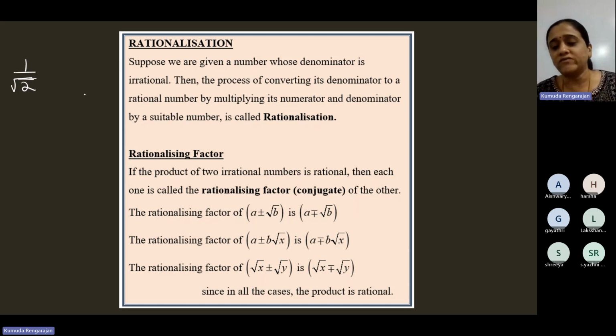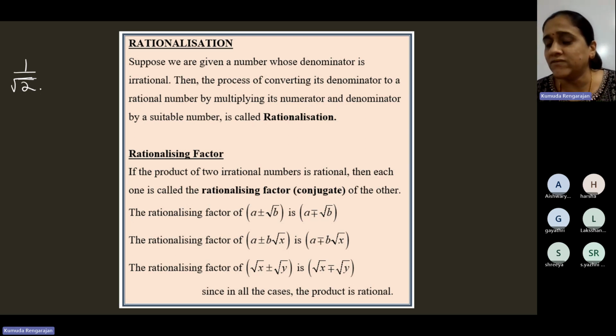So at this point, we have understood how to simplify operations with real numbers. Correct, children? With the assignment, it's very clear. Yes or no? Very good. All right. So the next concept is rationalization. Now, to understand what is rationalization, we'll take an example. Look at this number 1 by root 2. Clearly, the denominator root 2 is irrational. Now, we'll see how to rationalize the denominator.